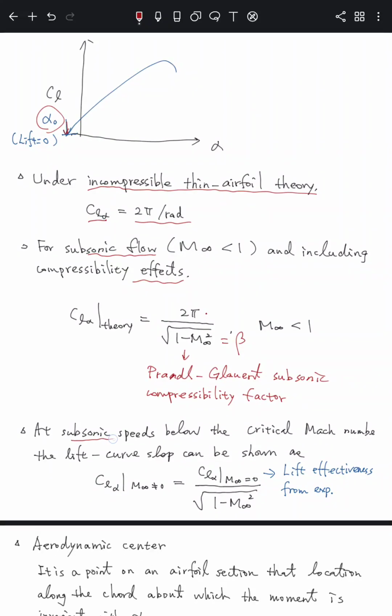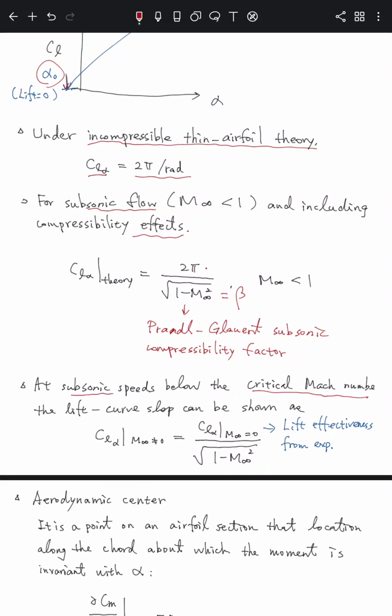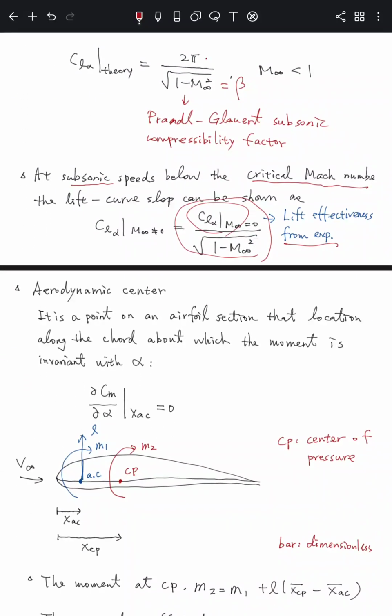At subsonic speed below the critical Mach number, the lift curve slope can be written like this. This is the lift effectiveness from the experiment, and we will use it later. Please do remember this formula. And now let us talk about a review of pitch moment.